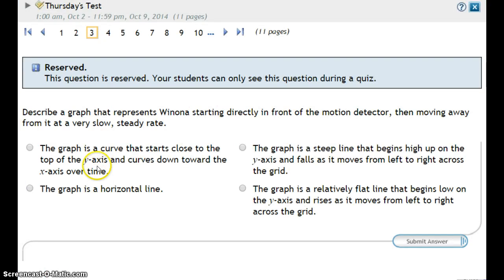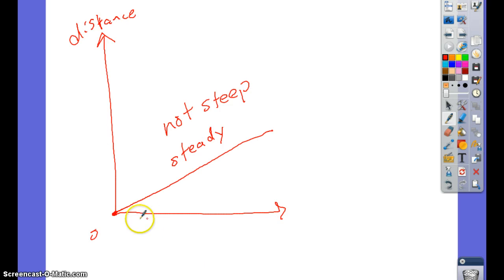Okay, so let's see which one we got. Curve, absolutely not. Horizontal line, no, that would mean she was stopped altogether. Steep line, no, it wasn't a fast, steady rate. It was a slow, steady rate. And this one, the graph is a relatively flat line that begins low on the y-axis and rises as it moves. Relatively flat and moves up relatively slowly. Well, that sounds good. So the answer here is D.